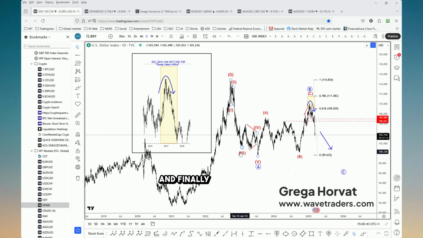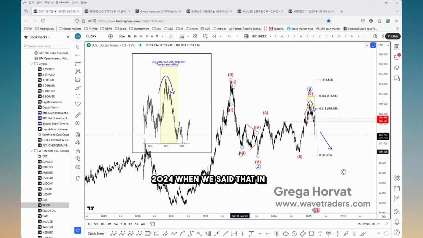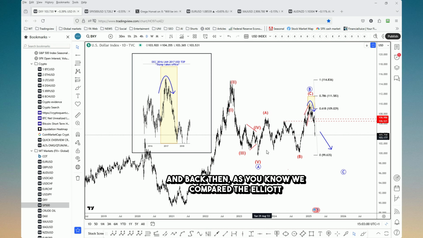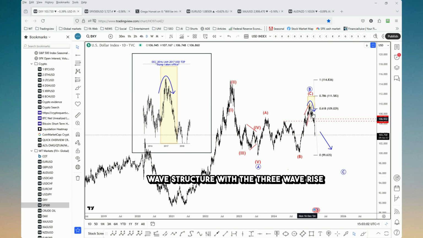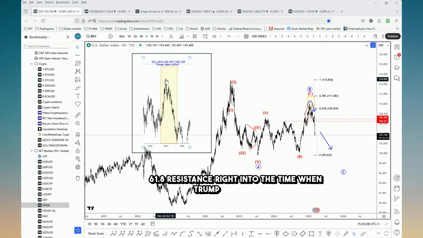And finally, we have this US dollar reversal that we have been calling since November, December of 2024, when we said that in January we could see a potential reversal when Trump will take office. Back then, as you know, we compared the Elliott wave structure with a three-wave rise right into this 61.8% resistance, right into the time when Trump took office.